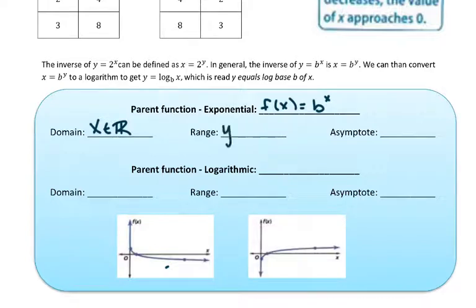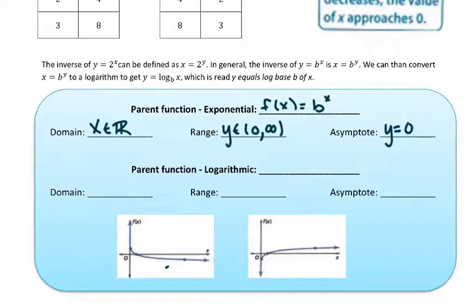Your range would be y is an element of, remember, it goes from the asymptote to infinity. On the parent function, our asymptote would be at 0, so 0 to infinity here. And then your asymptote was always that horizontal line, so that horizontal line would be at y equals 0.